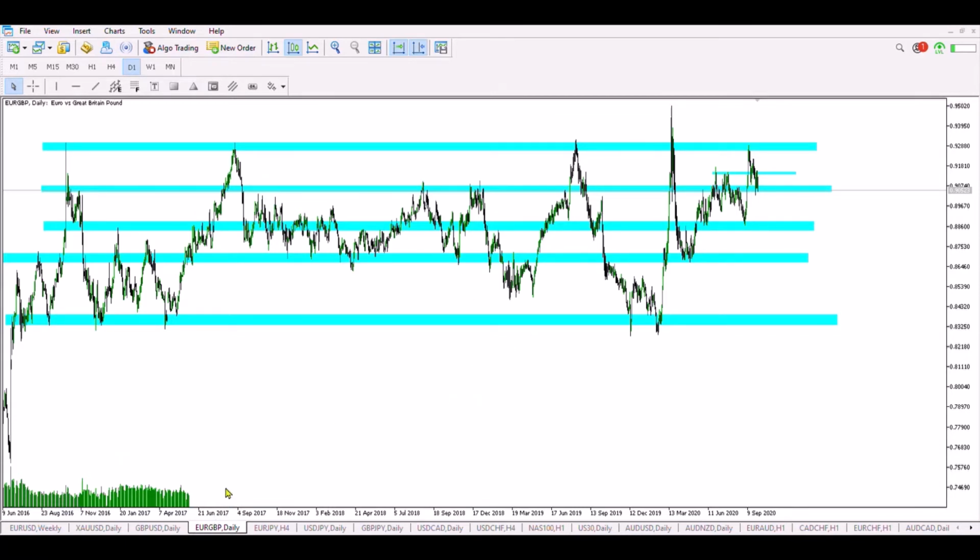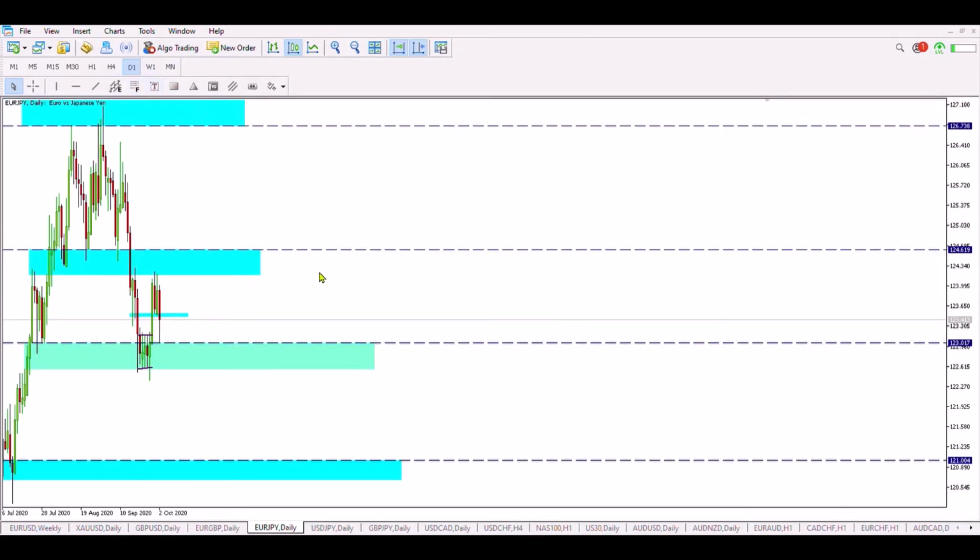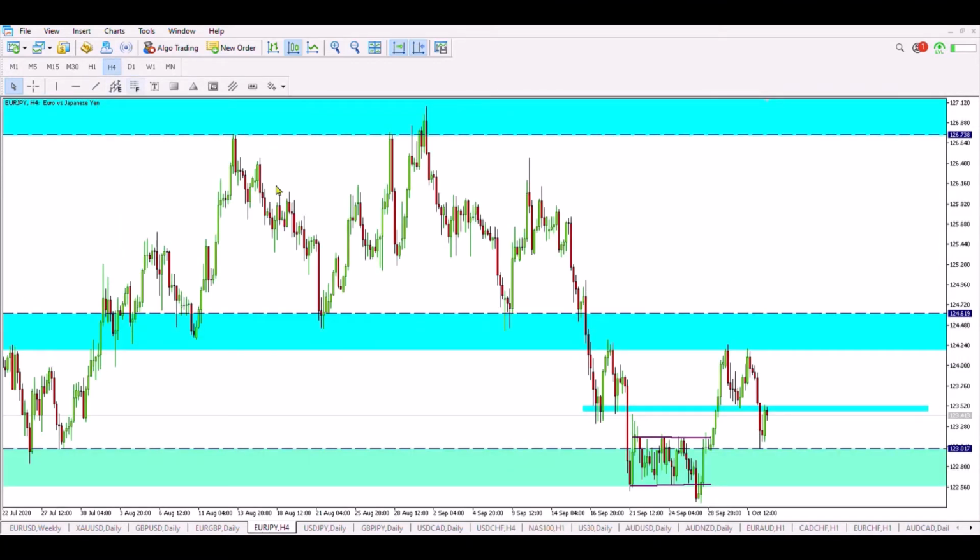So now let's move to the Euro JPY, and this is the Japanese yen. I'm on the 4-hour chart. Let me zoom out a little bit just so we can see the daily charts. We had a very strong bearish move last week, retesting this support and resistance right here.